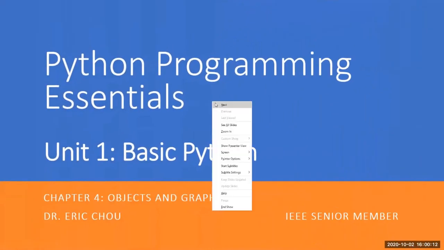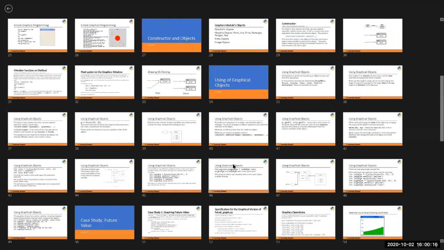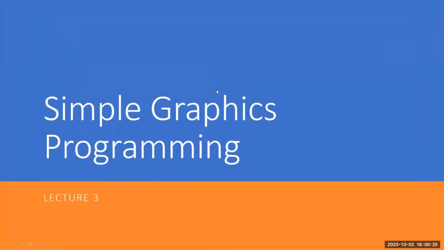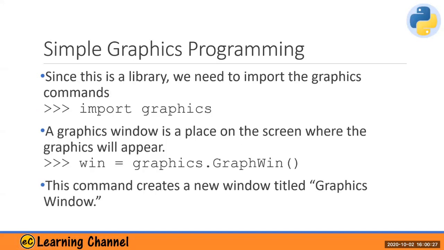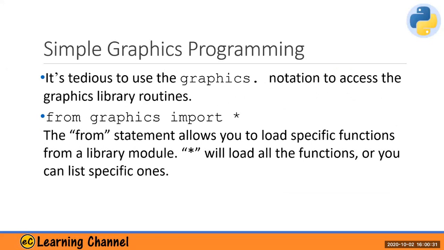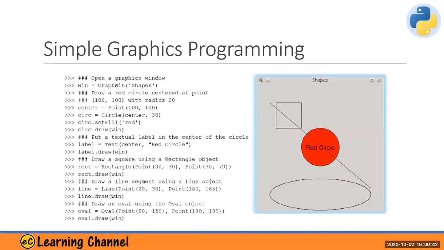Okay, this is chapter 4, the objects of graphics. Last time we started to discuss objects and talked about simple graphics programming, and we talked about import. We also discussed from graphics import. One merges the namespace, the other does not. Those two we finished.